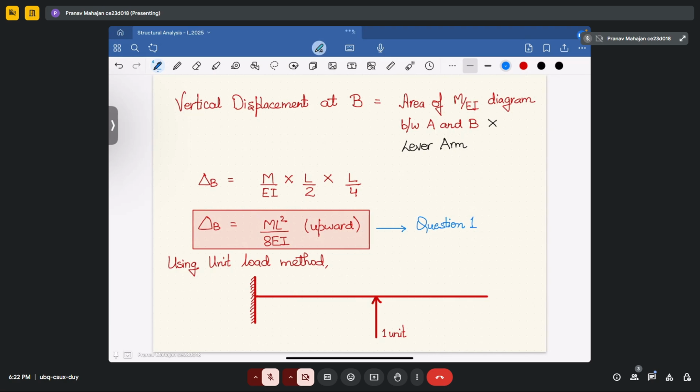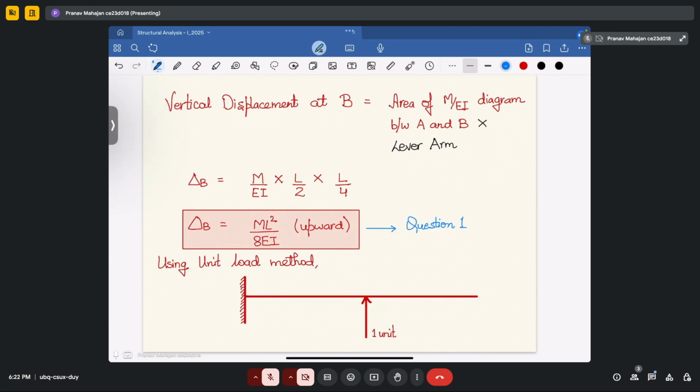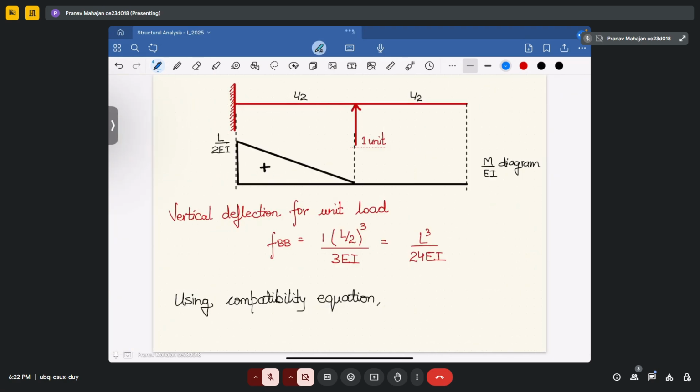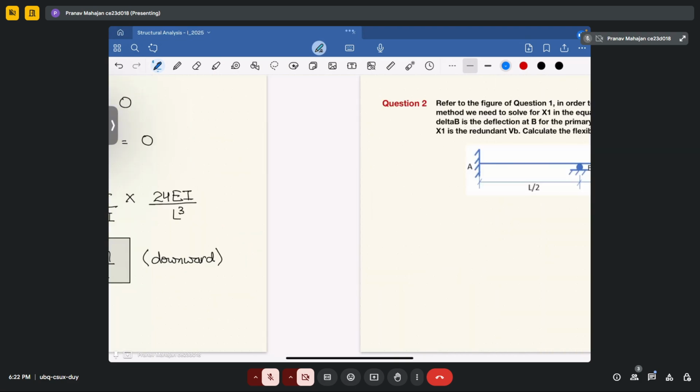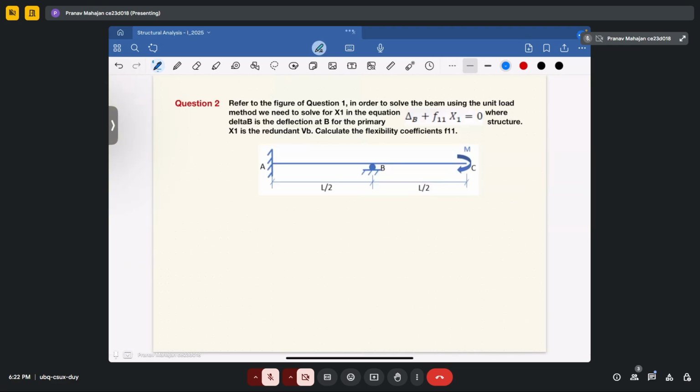Now I have completed the whole question and determined the unknown force. Let's see what the other questions tell you. Your next question is a continuation of the previous question. It mentions that you should refer to the figure of question number 1. In order to solve the beam using the unit load method, we need to solve for X1, that is your unknown force.